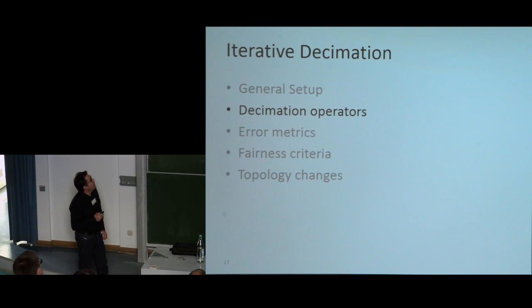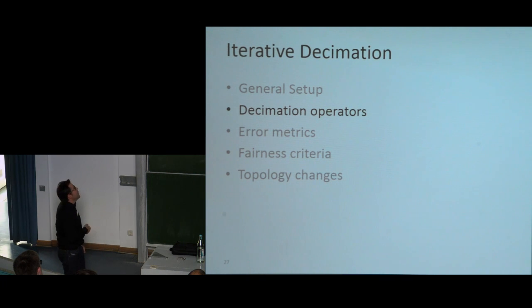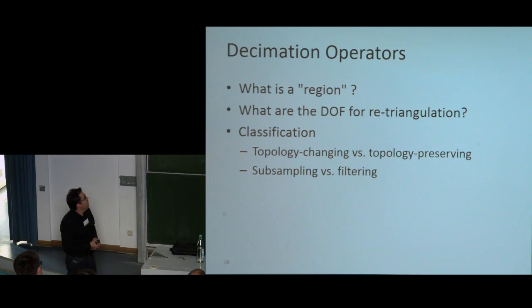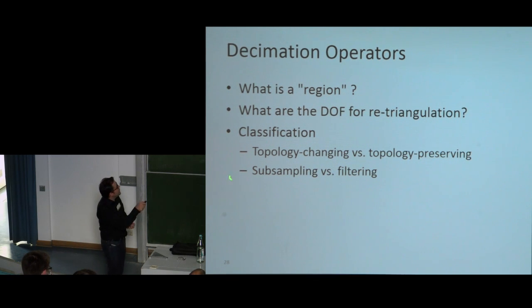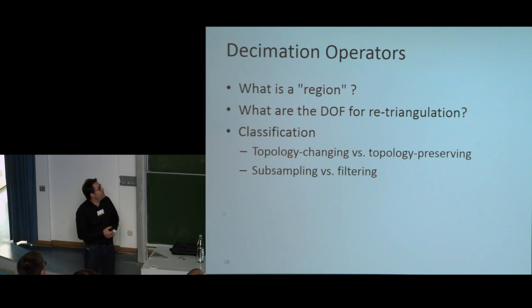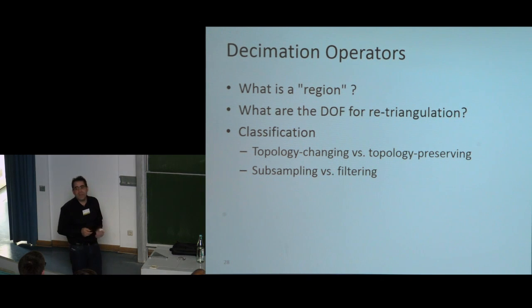That's the pseudocode. So now if you look at the degrees of freedom of this type of algorithm, you have decimation operators. And first we need to define what the region is. What are the degrees of freedom for the triangulation? And then you have typically classification of operators that are topology changing versus preserving, and subsampling versus filtering.